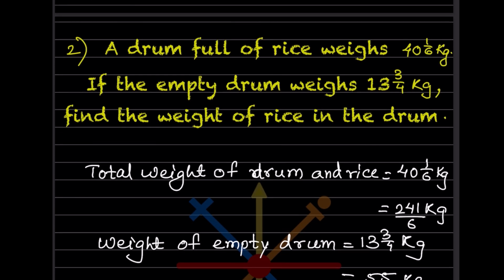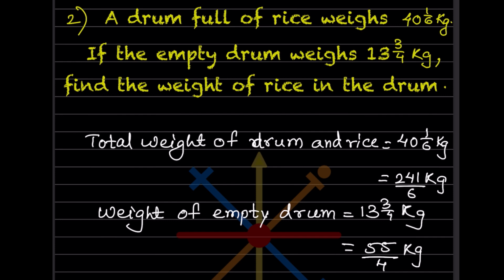Now let us see the next one. A drum full of rice weighs 40 integers 1 by 6 kilograms, and if the empty drum weighs 13 integers 3 by 4 kilograms, find the weight of rice in the drum. They have said a drum full of rice weighs, this means the total weight is along with the drum, that is 40 integers 1 by 6 kilograms. So we can write the total weight of drum and rice, not only the rice but along with the drum. Make it improper: 6 times 40 is 240, plus 1, that will be 241 by 6 kilogram.